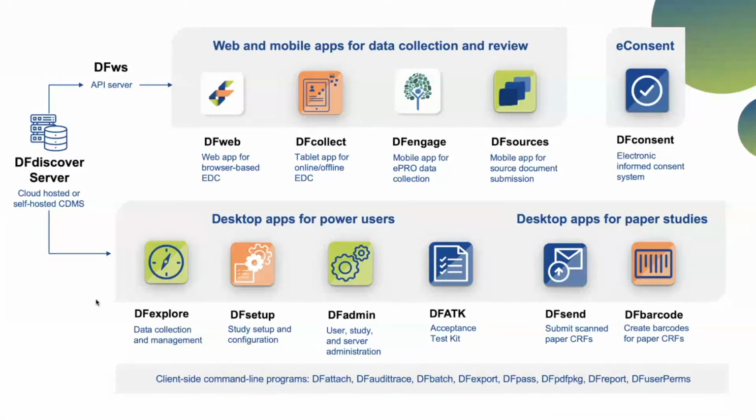The top part is the web and mobile apps for data collection and review. These are API client applications, meaning they connect to the DFdiscover server using our API, which we call DFWS. The WS stands for Web Services. These are all browser-based or mobile applications for collecting, cleaning, and reviewing the data. We have DFWeb, our browser-based tool for EDC, DFCollect for online and offline EDC, DFEngage for ePro, and DFSources for source document submission.